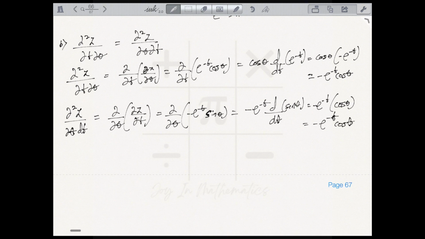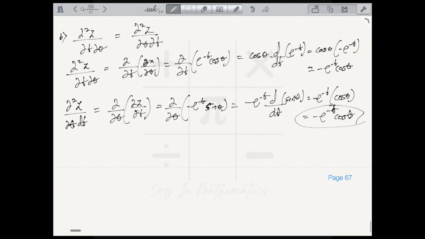Now we can see that the answer here and the answer here are the same. Therefore, ∂²z/∂t∂θ is equal to ∂²z/∂θ∂t, and this is minus e^(-t) cos θ.